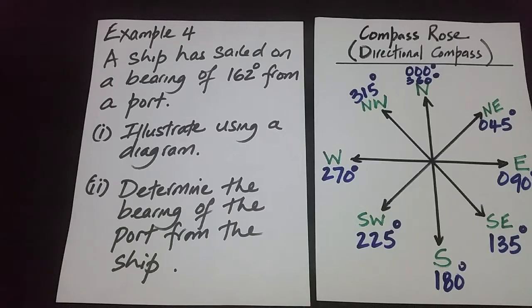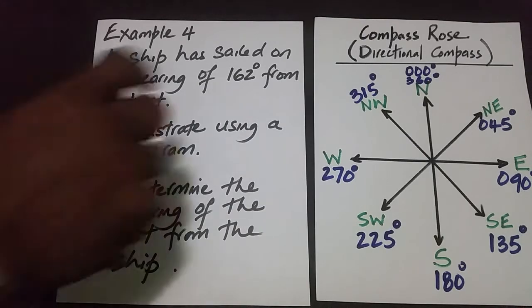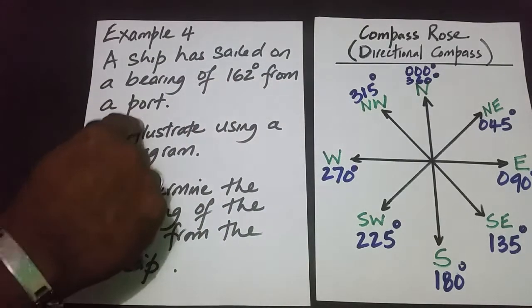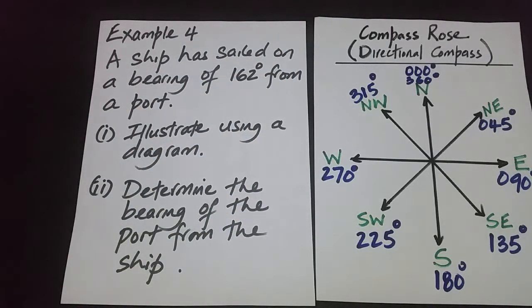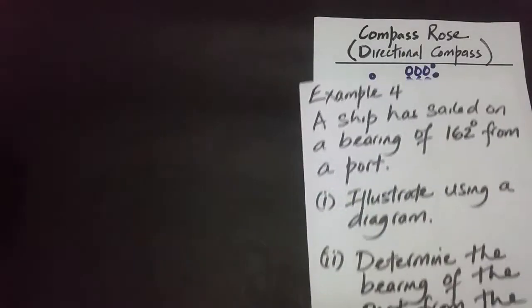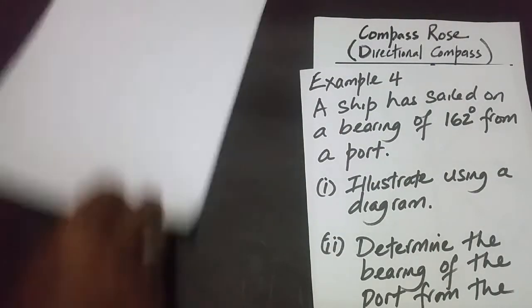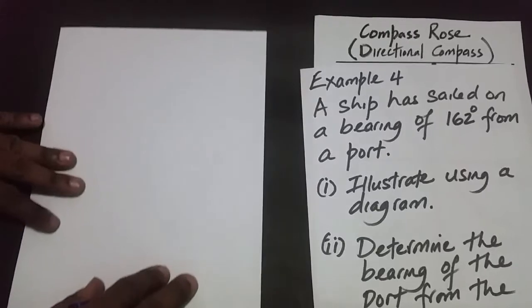Now, example 4 says, a ship has sailed on a bearing of 162 degrees from a port. Remember the key word here, from, which signifies where the ship is leaving from or the starting point. It says illustrate using a diagram. That is what we need to do in part 1 of the question. So let's take a look at that. So I'm just going to put that over there and start the solution to this question.